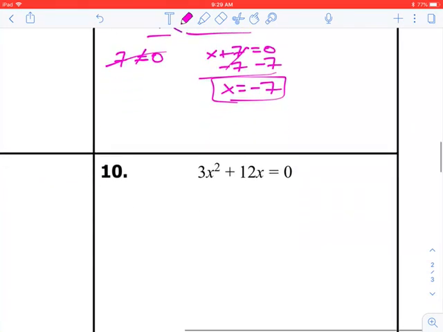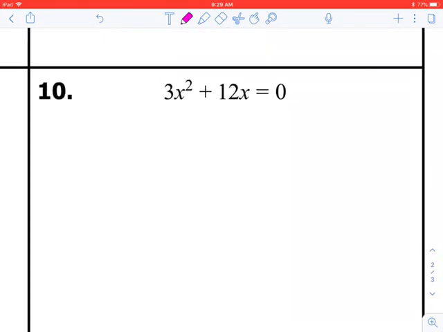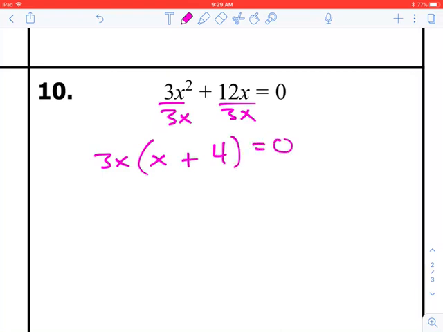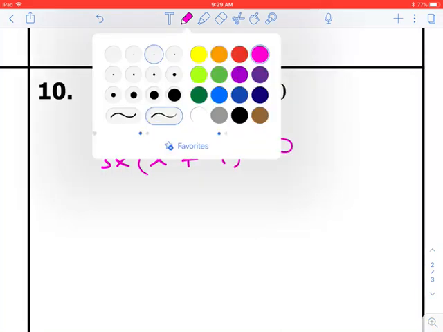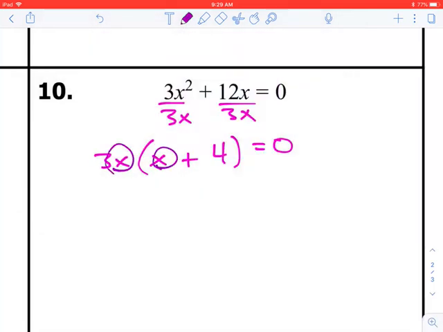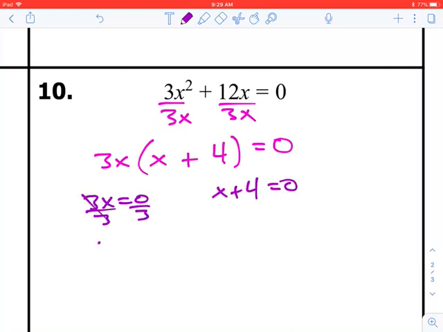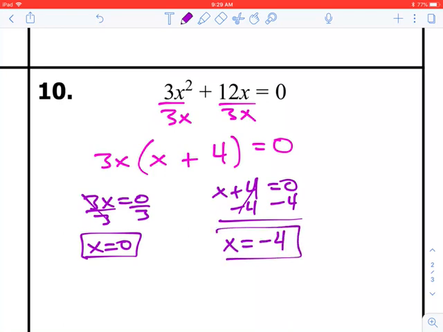So when you have one x there, once you factor, there's only going to be one answer. Number 10, you notice there's x squared. So I can take 3x out of both of these. 3x is the GCF. I divide. I get x plus 4 equals 0. You notice there's two x's, so I should have two answers. So 3x equals 0, x plus 4 equals 0. Solve both. 0 divided by 3 is 0. Subtract 4. 0 minus 4 is negative 4. And there we go.